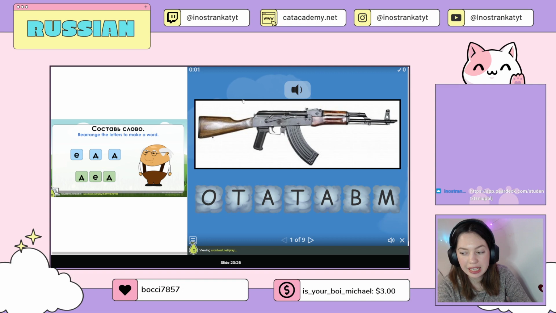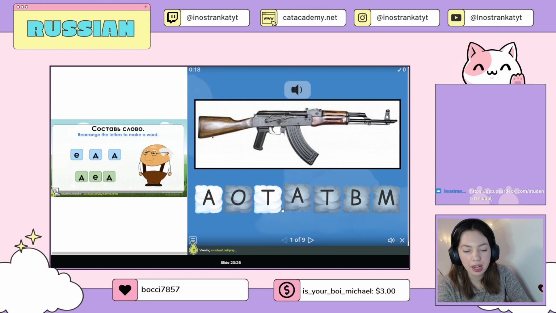So we see the picture of the item. We can listen. Автомат. And now we need to think which letter should be first. Some letters are already at the correct places. I don't know what should be somewhere here, but I could hear obviously that the last sound is T.